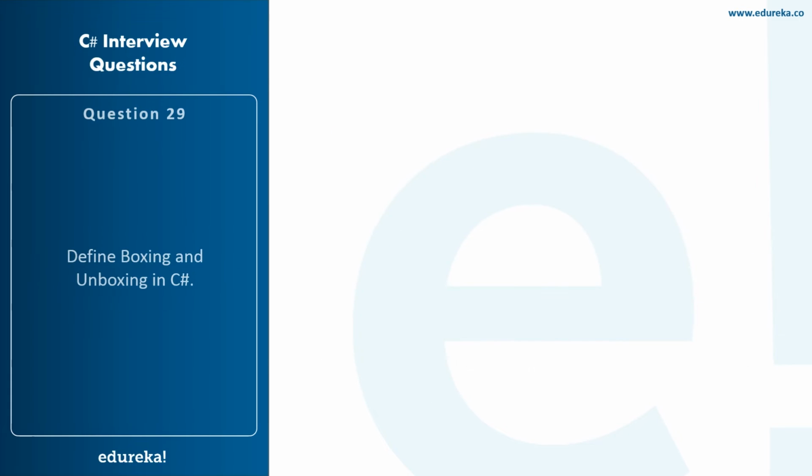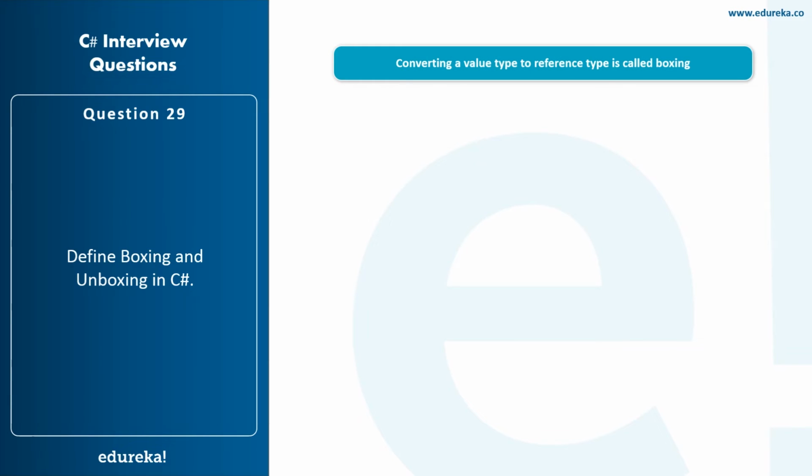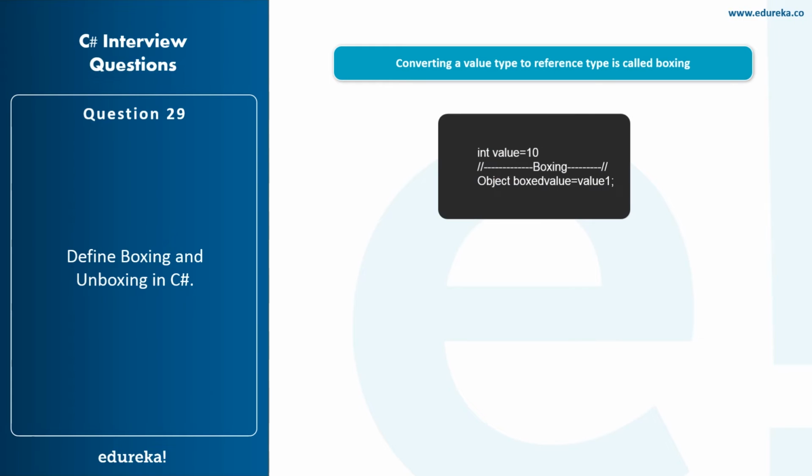Now I'll move on to the next question, which says define boxing and unboxing in C Sharp. I'll start off by explaining what boxing is. Well, when you are trying to convert a value type to a reference type, then boxing comes into the picture. So let me explain by giving you a small example over here. Let's say I have taken a variable value under integer form.